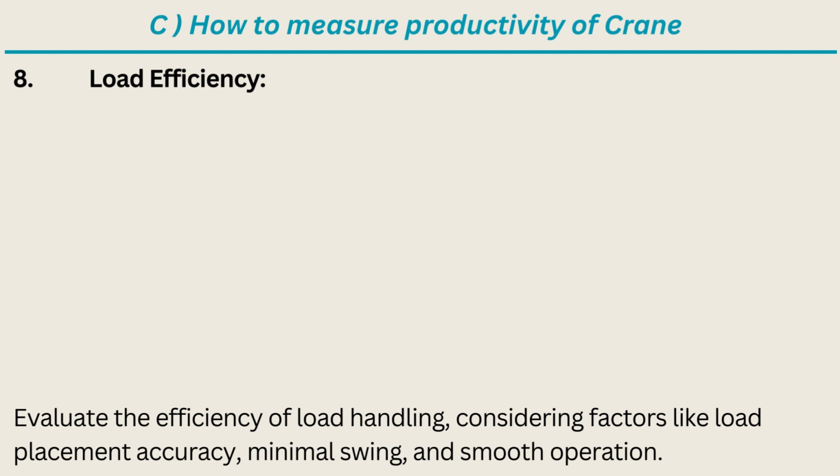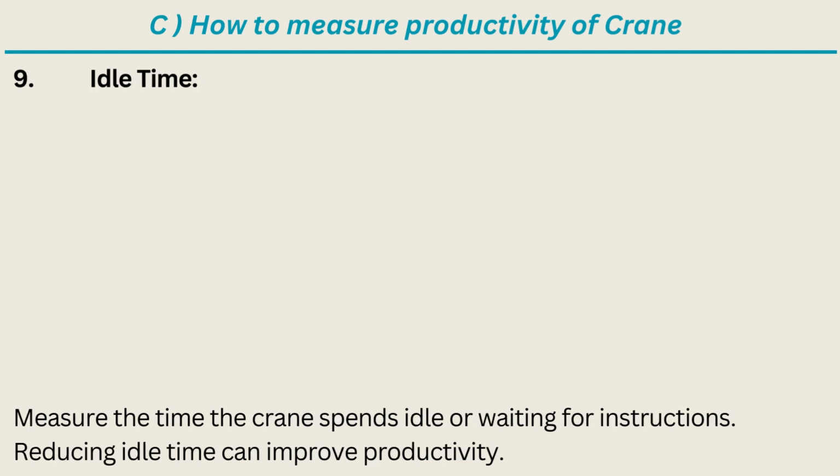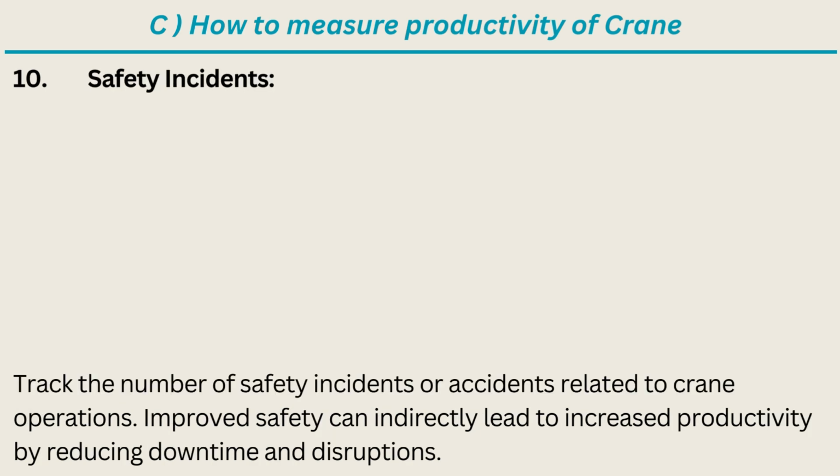8. Load efficiency. Evaluate the efficiency of load handling, considering factors like load placement accuracy, minimal swing, and smooth operation. 9. Idle time. Measure the time the crane spends idle or waiting for instructions. Reducing idle time can improve productivity. 10. Safety incidents. Track the number of safety incidents or accidents related to crane operations. Improved safety can indirectly lead to increased productivity by reducing downtime and disruptions.